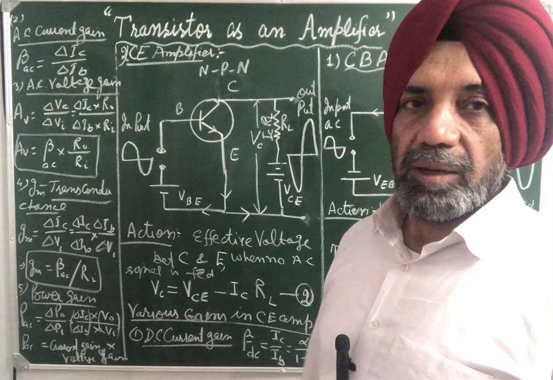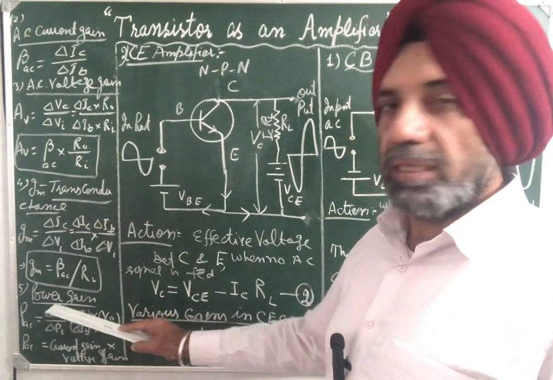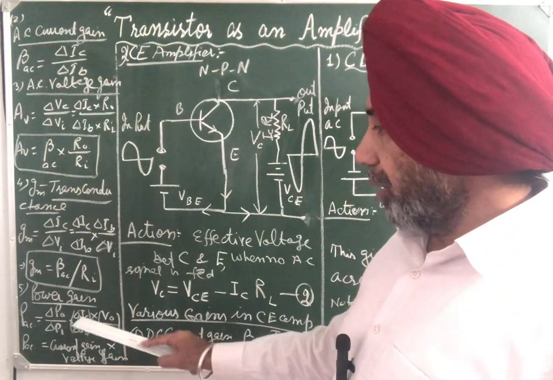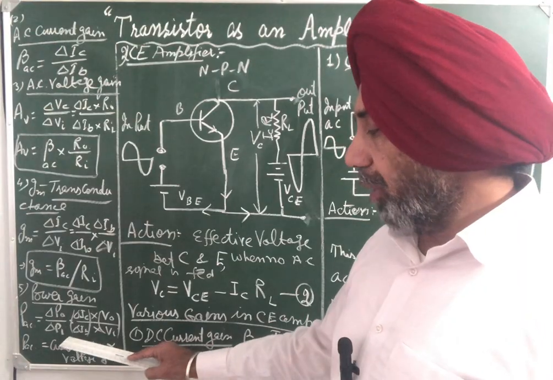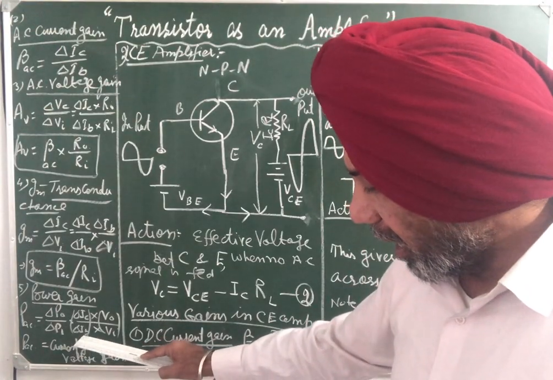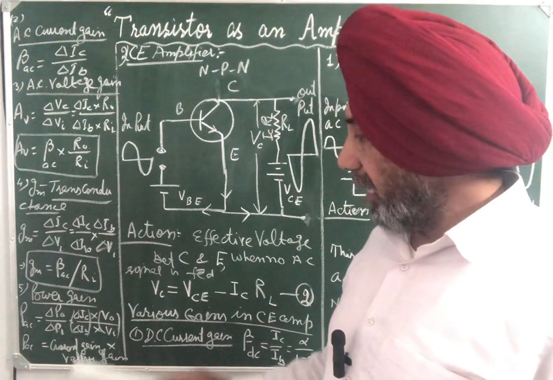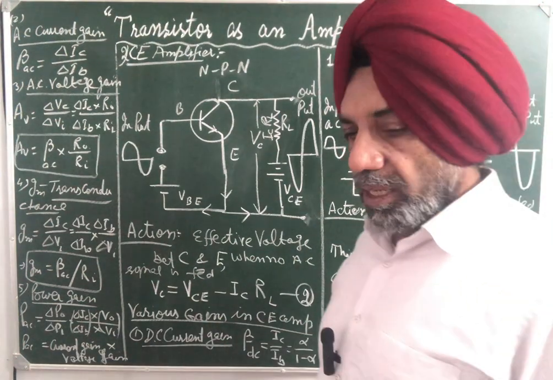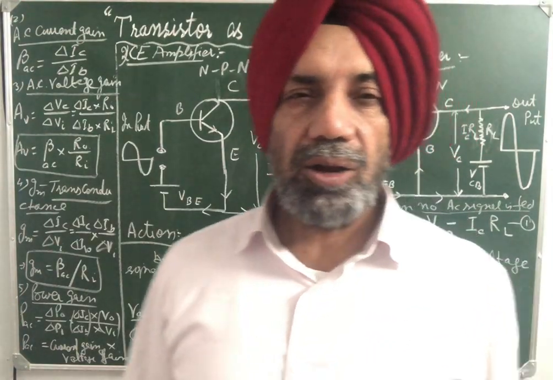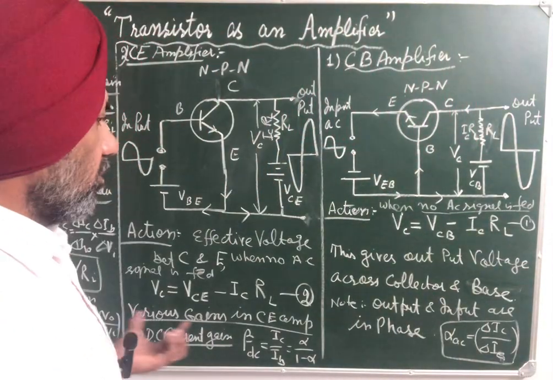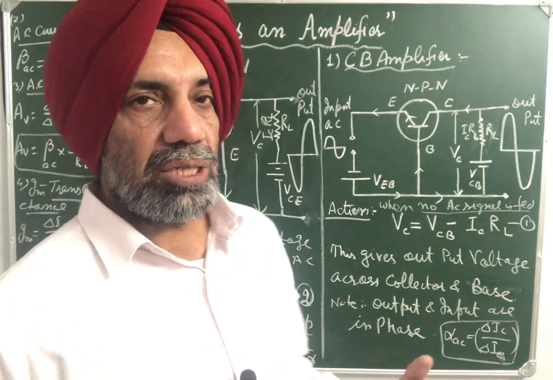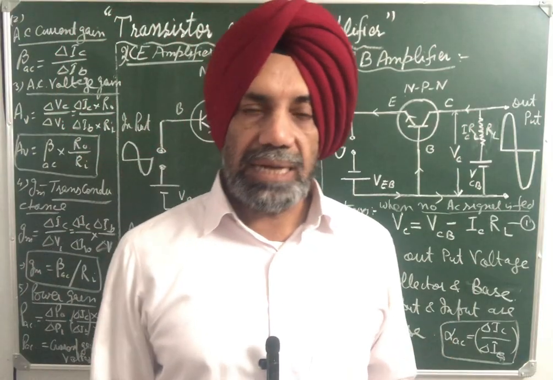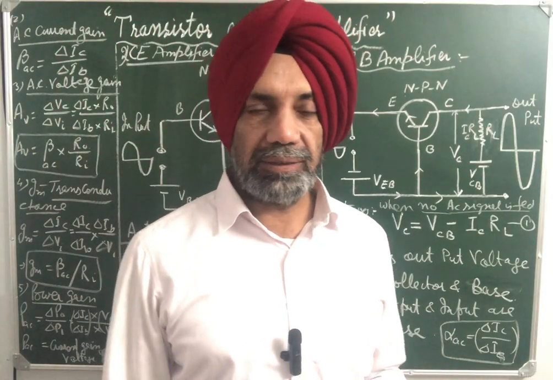Power gain. Power gain is defined as the ratio of change in output power to change in input power. So output power will be delta IC into V naught, and input power will be delta IB into VI. Delta IC upon delta IB is nothing but current gain, and V naught upon VI is nothing but voltage gain. So power gain is equal to the product of current gain and voltage gain. So this is how an NPN or PNP transistor acts as an amplifier.